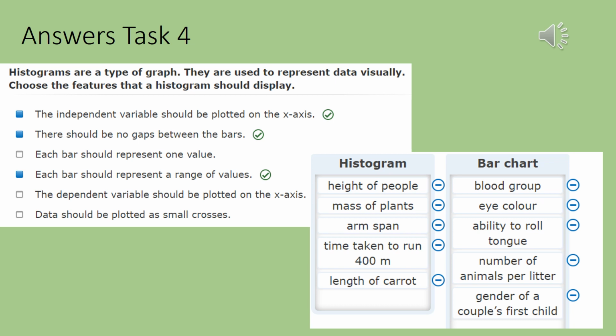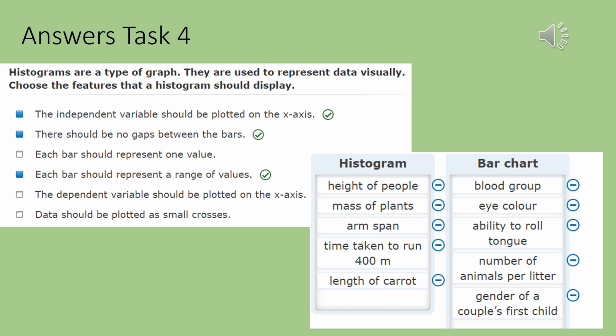You then had to identify where you would plot data, whether it would be a histogram or a bar chart. So the height of people, the mass of plants, the arm span, the time taken to run 400 metres, and the length of a carrot would be a histogram. A bar chart would include things like blood group, eye colour, ability to roll your tongue, number of animals per litter, the gender of the first couple's first child.